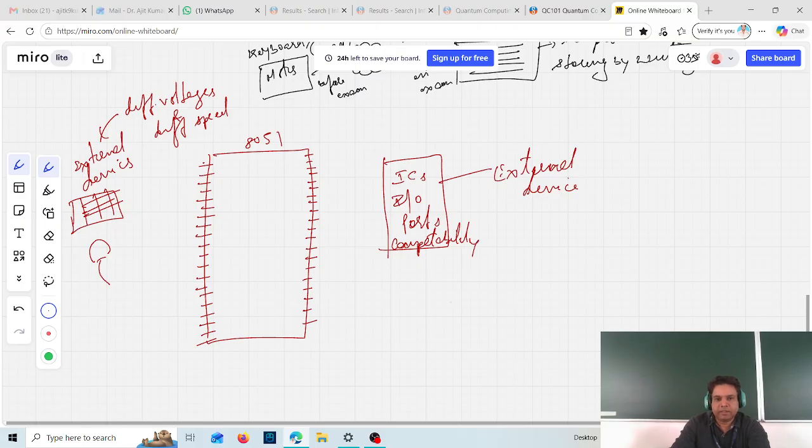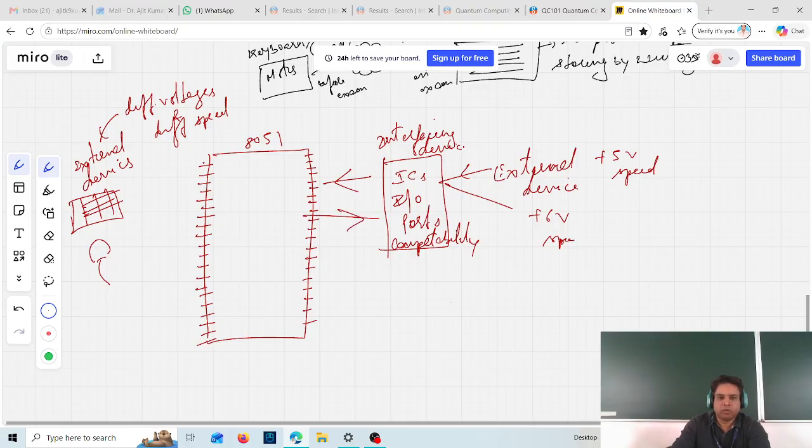Because the different external devices, let's say this one is operating on plus 5 volts, this one on 6 volts, and this one at some different speed. So this IC acts as an intermediate, interfacing device. This interfacing device is called IO ports, which will accept the data from the external device and provide it to the 8051, or accept the data from the microcontroller and give it to the external device. So this is called your IO ports.